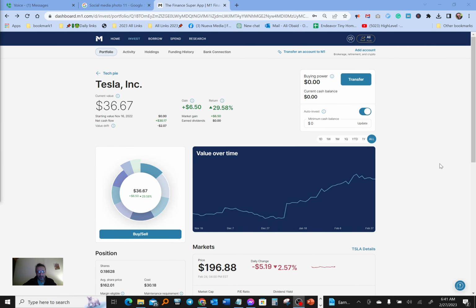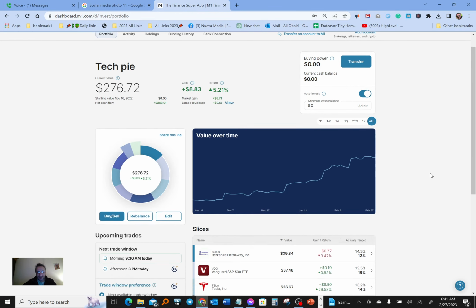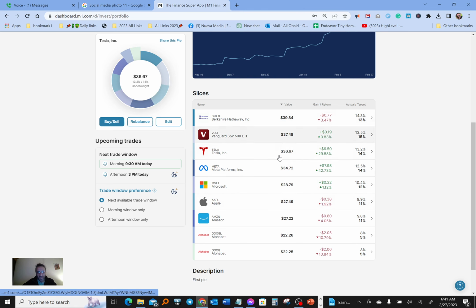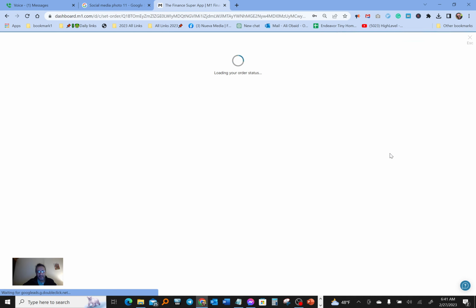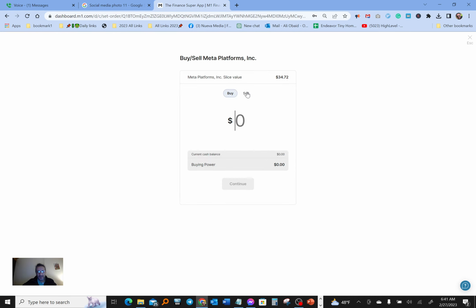So say, for example, you want to sell some of your stocks. You would go under your portfolio and select a stock that you want to sell. Say if you want to sell some Meta, click on Meta, come down here, click on buy sell, and you would switch over to sell, click on the tab right here. And basically what they ask you to do is turn off the auto invest, and so you can sell whatever you know. We have $34.72 right now. You have to turn off the auto invest in order for you to do that.